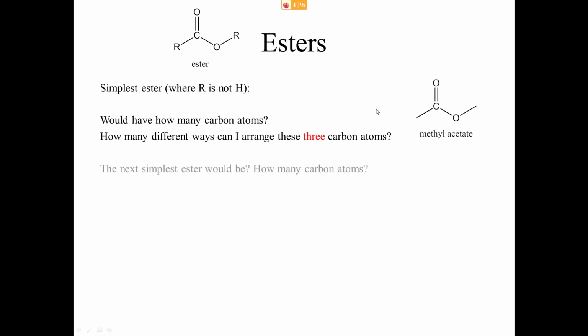And what if I add another carbon? What would be the next simplest one? How many carbons would it have? Four carbons, good. And how many ways could you put it together? Is it still just one? 2 ways. What are they? Describe what they would look like. One would have 2 carbons on the right side of the O, and one would have 2 carbons on the other side of the carbonyl.